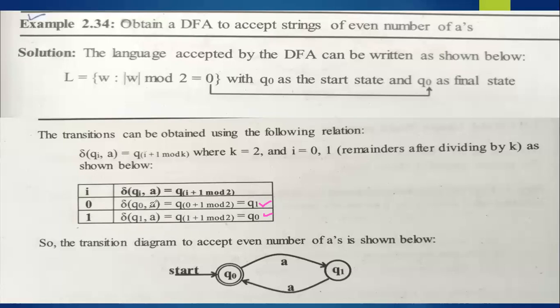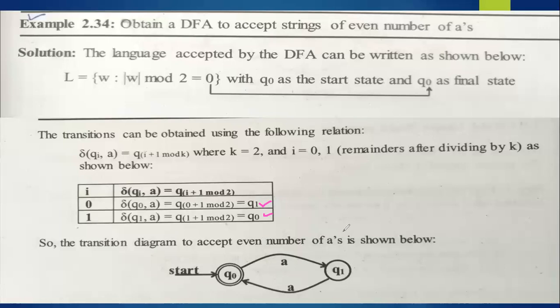Based on these two transition functions, we are drawing the DFA. Q naught and Q1, two states we got. Q naught we need to make a final state because from the condition of this language we already noted that, and Q naught is the start state by default. So Q naught we are making the final state. Q naught on receiving A will change to Q1. Q1 on receiving A will change to Q naught exactly.